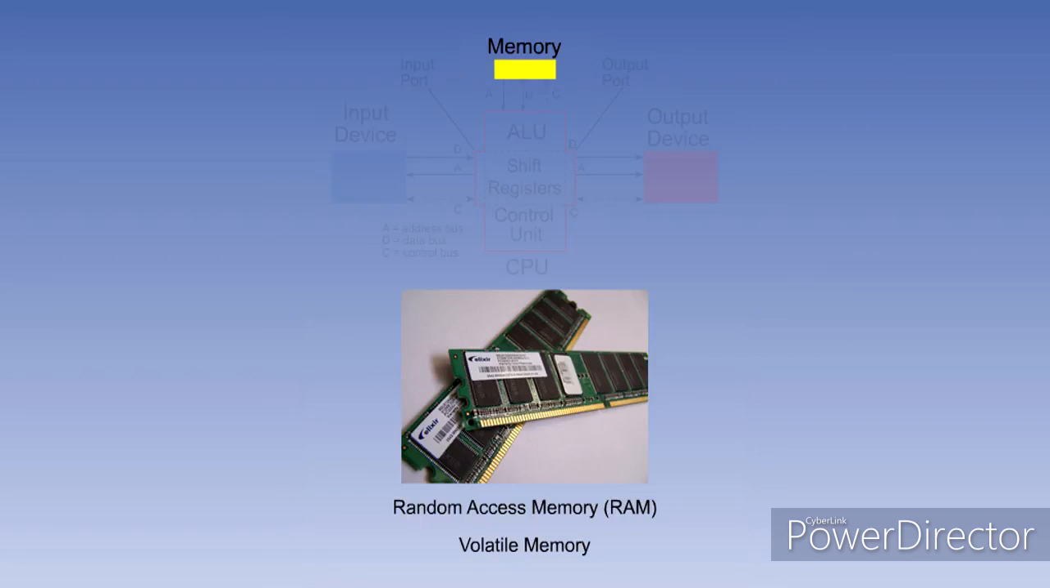Memory that loses data in the event of a power failure or switch-off is called volatile memory. RAM is normally volatile memory, so any data stored in it is lost in the event that the power is removed.